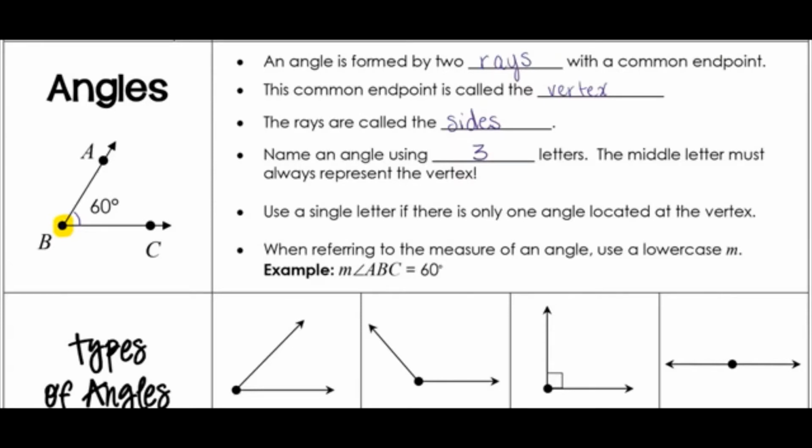When you want to refer to the measure of an angle, so the fact that this is 60 degrees, you are going to use that lowercase m. The measure of angle ABC is equal to 60 degrees. This is angle ABC. The fact that it's 60 degrees is the measure of it.